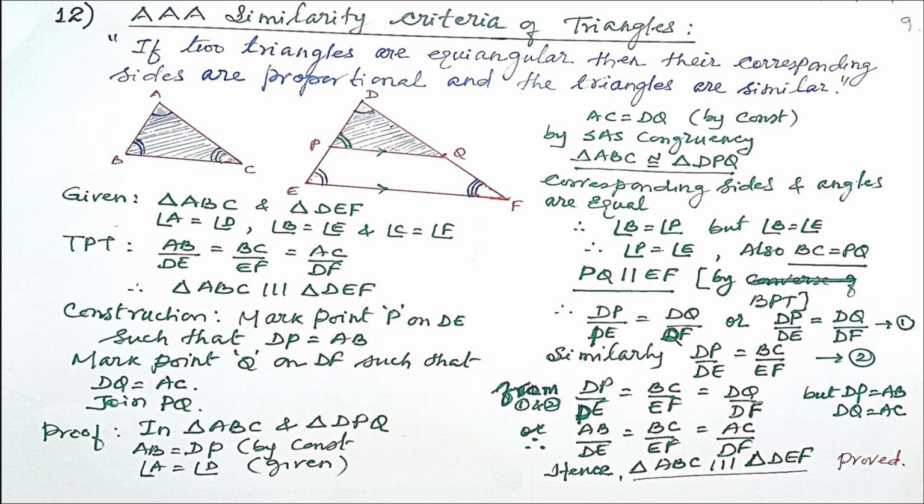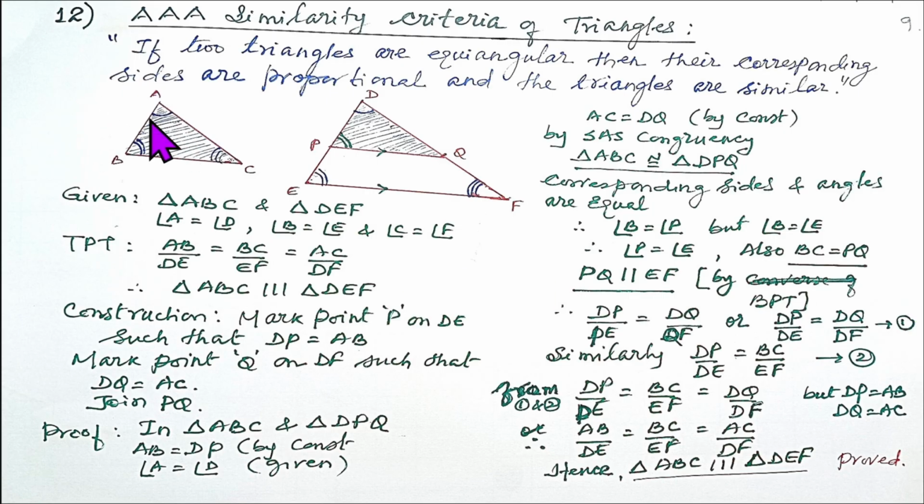Please understand the statement here. If two triangles are equiangular, then definitely their corresponding sides are proportional and therefore the two triangles are similar. So now to prove this criteria, we have to just show that the corresponding sides of the two triangles are proportional, and if we show that they are proportional, then the two triangles are similar. Okay, let us understand this.